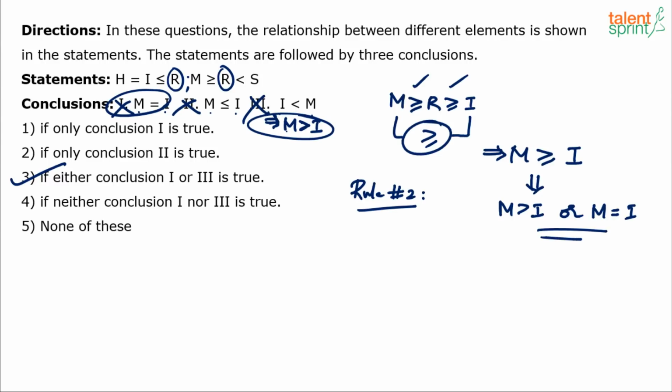So be careful. This time it's not a complementary pair again, but it's an either-or case, right? Because we have definitely found that M is greater or equal to I, we are taking either 1 or 3 as the answer. Don't mark the answer blindly. Always verify from the given set of conclusions and statements. So option 3 would be the correct answer.